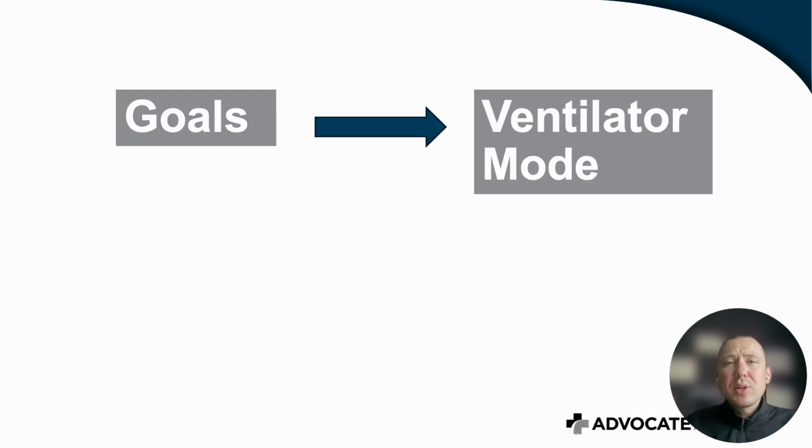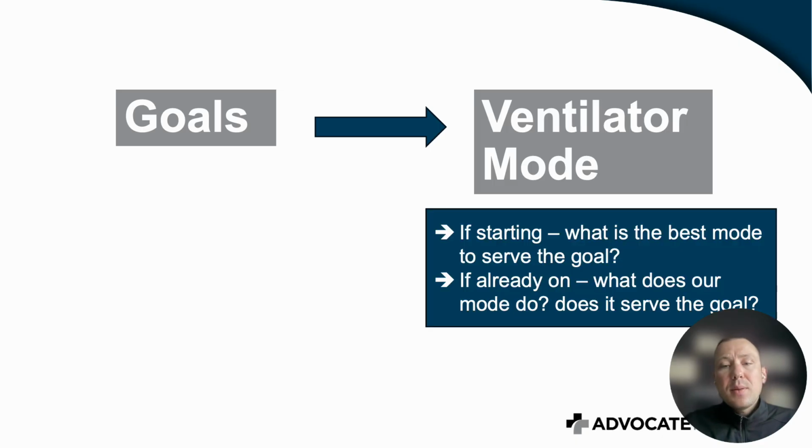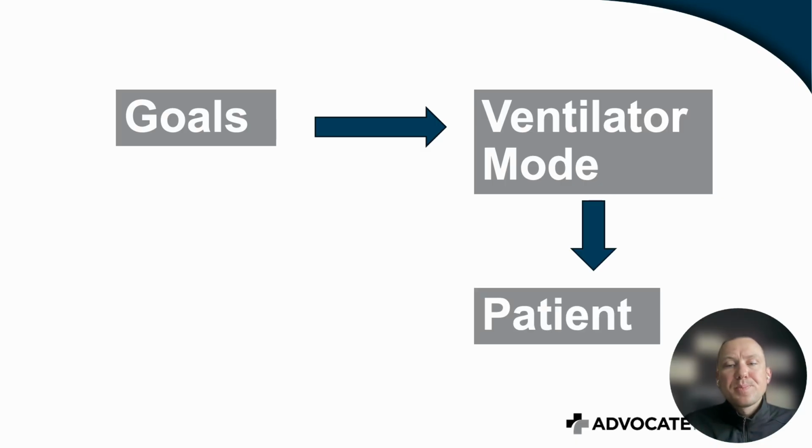After the goal has been established, the next step is to choose the ventilatory mode that will let you achieve the goal. And if we are starting the patient on the ventilator, a typical starting goal would be safety, and we can choose appropriate mode for that. On the other hand, if patient is already on the ventilator, then assessing how patient interacts with the mode and maybe changing the mode based on the new goal is something that we would consider on a daily basis.